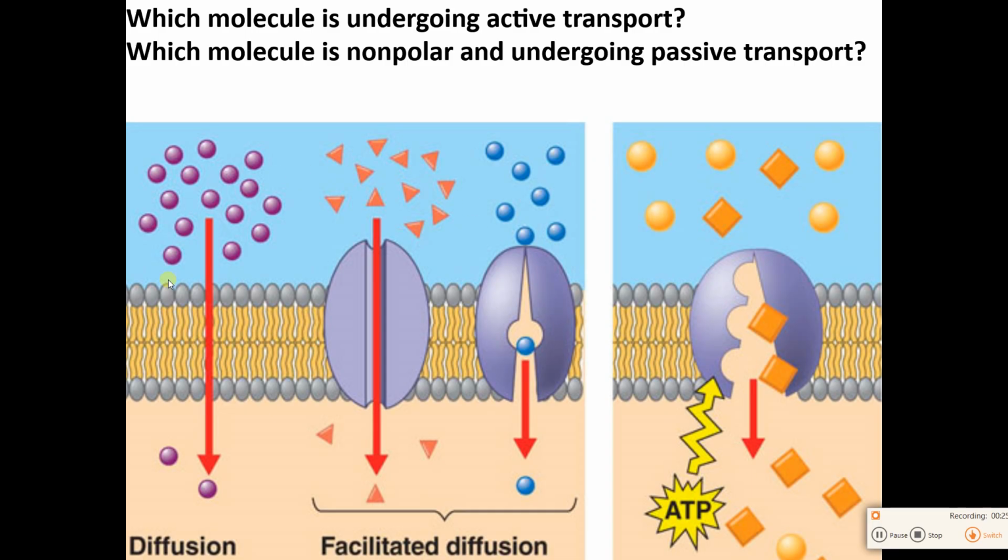In all three of these, we're going from high on the outside here to low on the inside. So in all three of these, we're doing diffusion. Can you figure out which of these three guys is the non-polar one? Well, remember, only non-polar molecules can go directly through the membrane. So the non-polar one in this case is the purple one. All right, good stuff. We're going to talk about diffusion a little more, including something called facilitated diffusion.